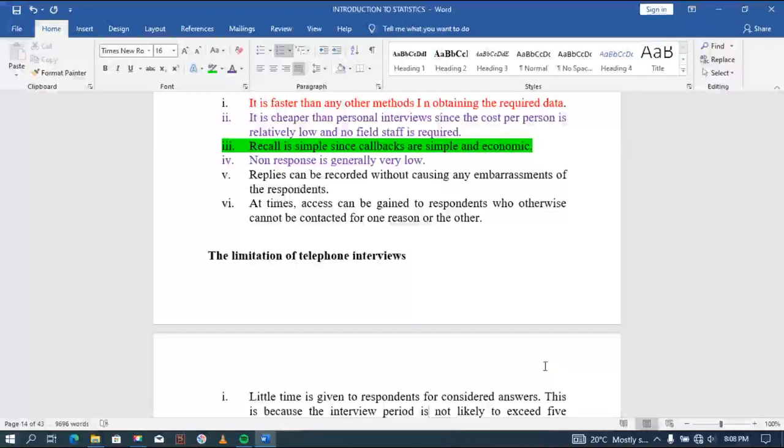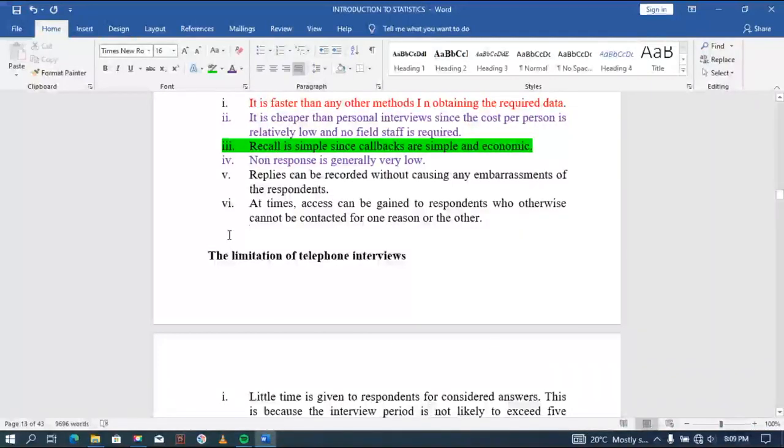disturbing the respondent. Then at times access can be gained to respondents who otherwise cannot be contacted for one reason or the other. So there are those people who may not be easily approachable, as we saw with personal interviews. If someone is not easily accessed, then a phone call would work better, provided he or she is willing to talk on phone. Then a telephone interview will be very suitable in such a case.